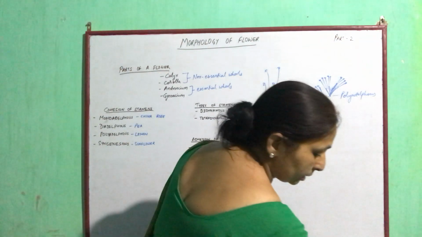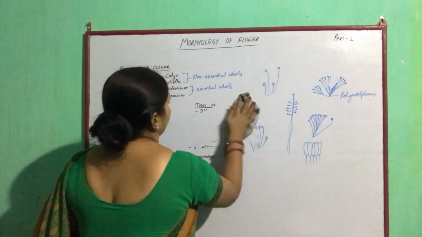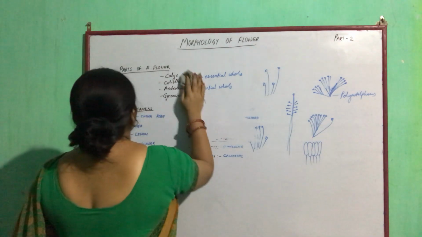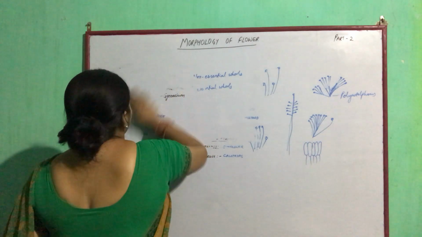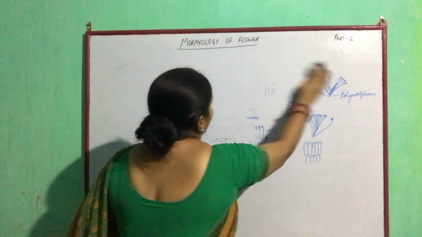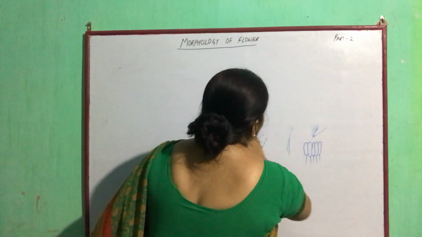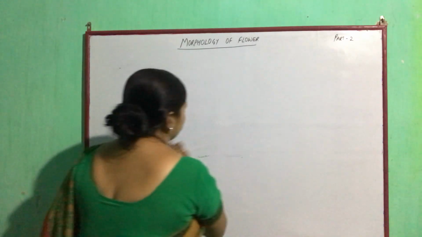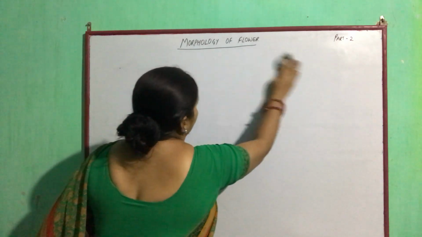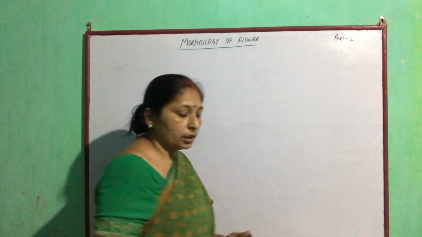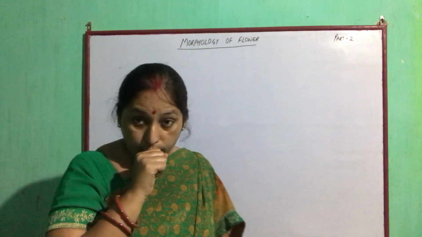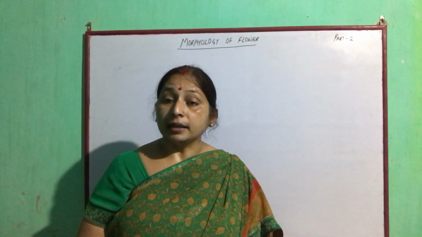Now moving to the next part, which is about the gynoecium. This we have studied about the androecium, which is the male part. For the gynoecium, we use the terms monocarpellary, bicarpellary, and so on.